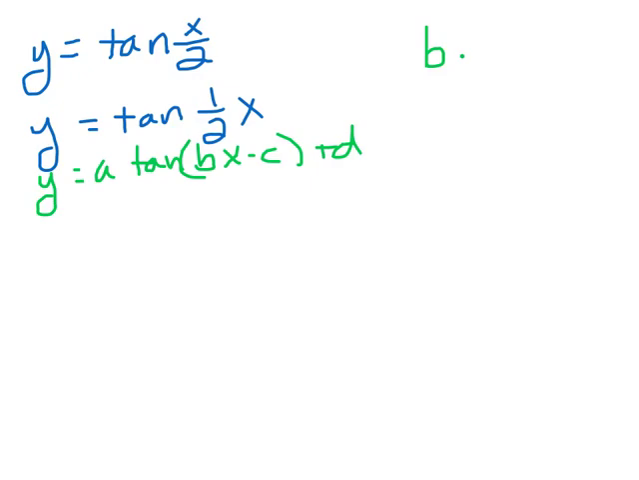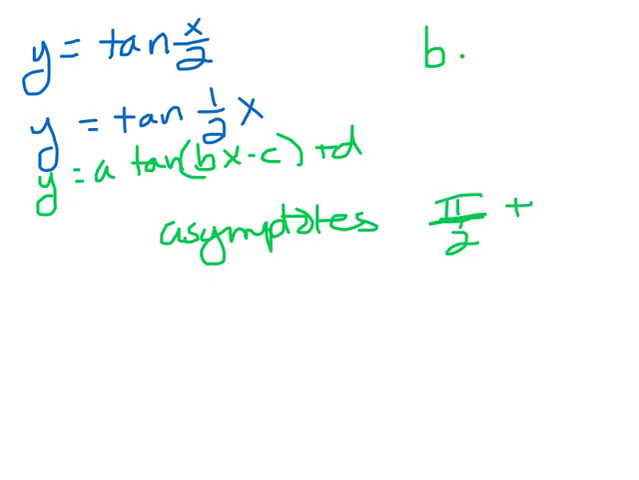Instead of having asymptotes, the original had asymptotes at multiples of pi halves, right? So graph tangent x over 2 and then tangent x on another line so that you can see them side by side and notice, when you put your tangent x on there, how it compares to your first graph.